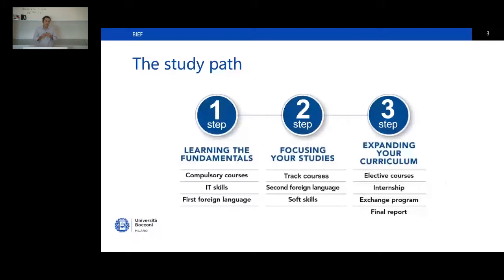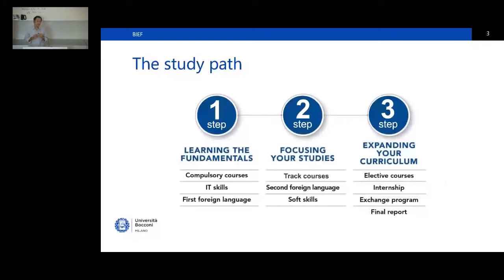The second step, which starts from the fourth semester for this course, is focusing your study. So let me tell you that one specific feature of this bachelor program is that after 1 year and a half, students self-select whether they want to continue studying economics or finance. This is what we call the track. So choosing the eco track or the finance track. And this choice clearly will orient the curriculum of our students towards either the economic or the financial domain.